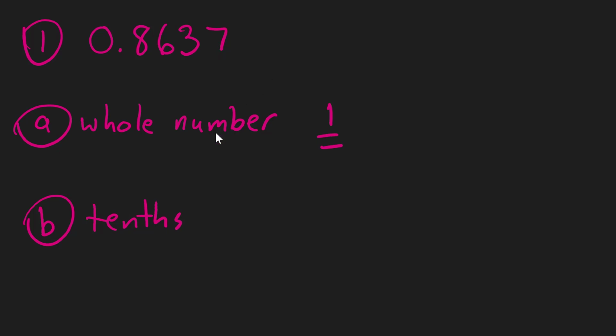to 1. And how about the tenths place? Well, to round to the nearest tenths place, we look at the tenths place and we say, okay, we have 0.8. Now, do we round this number up to 0.9 or do we round down to 0.8?